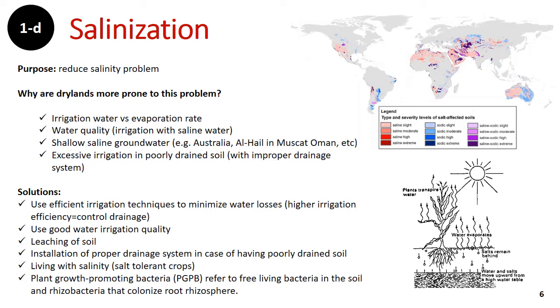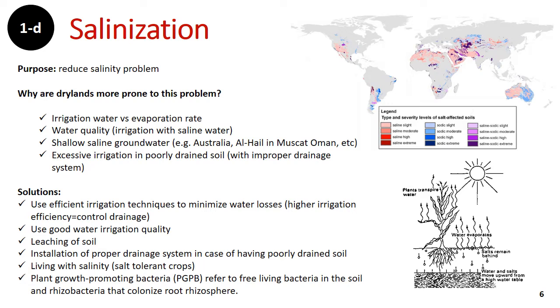Another very important thing that we have to keep in mind is that if we cannot fight the problem so much, we have to adapt to it and we have to live with it. And you can live with the salinity by having the proper types of crops that can live with it. So you can select crops that are tolerant to salinity and so on.